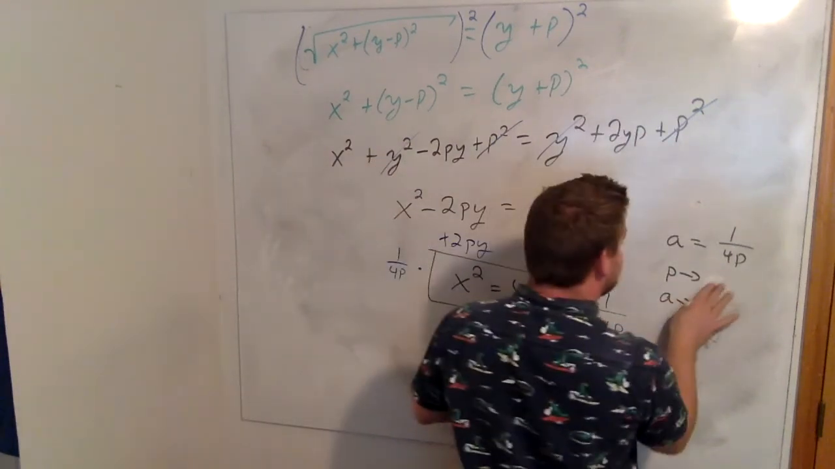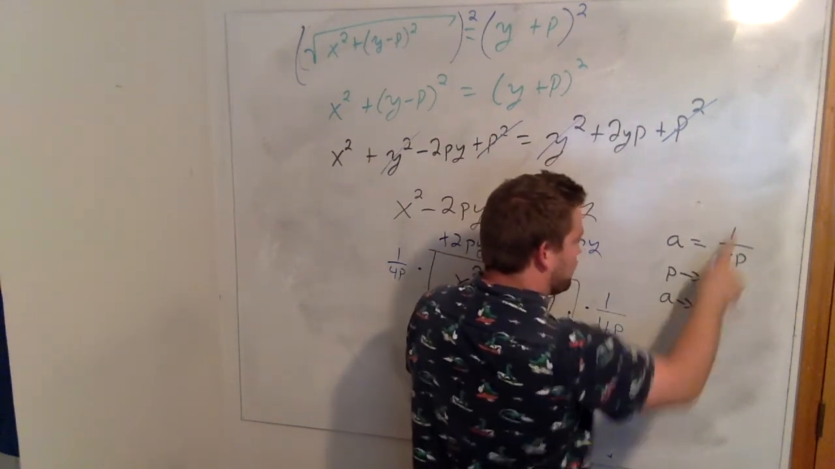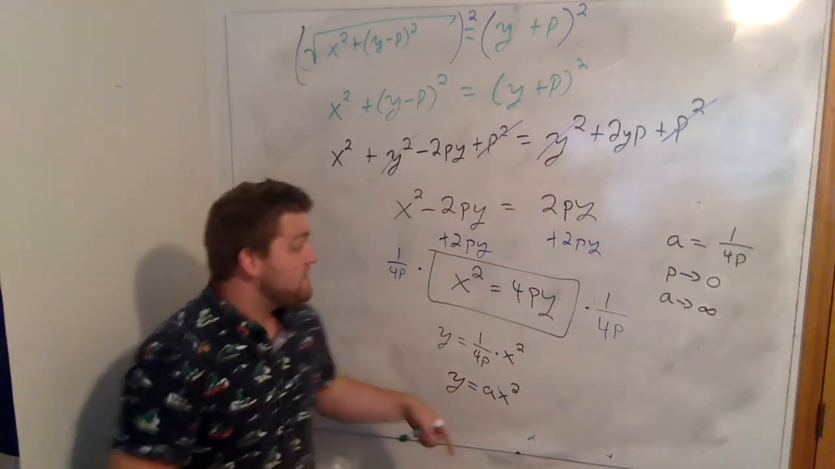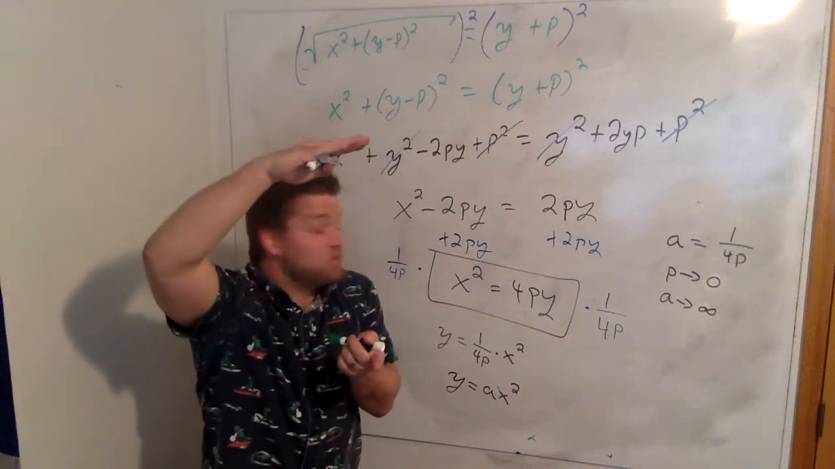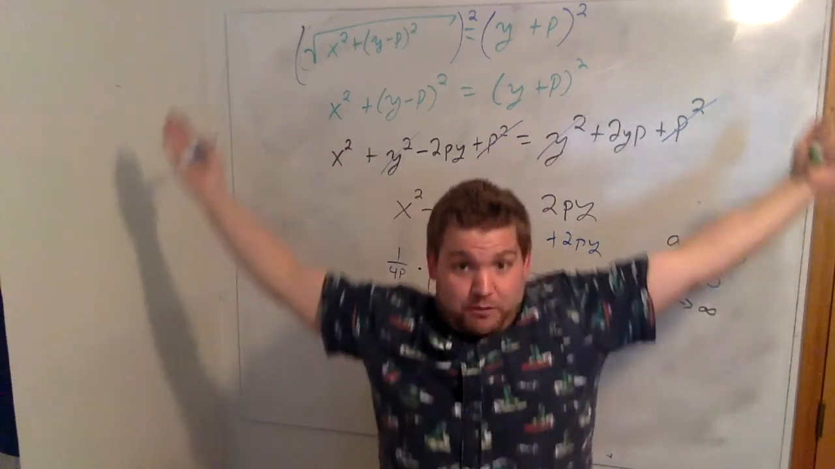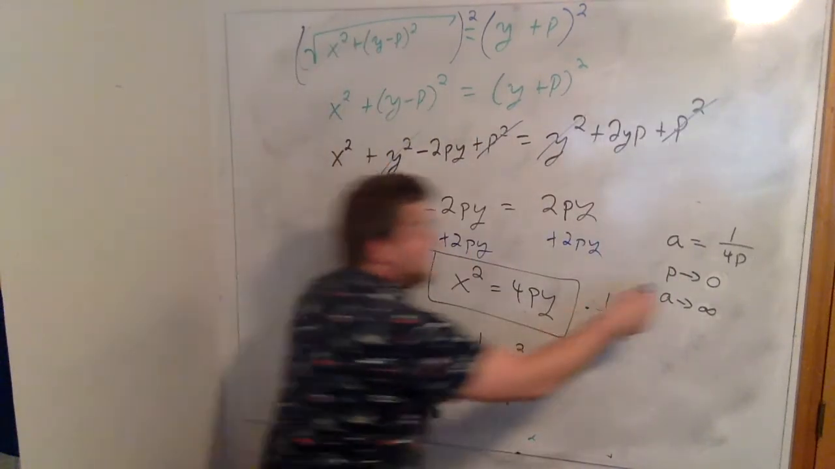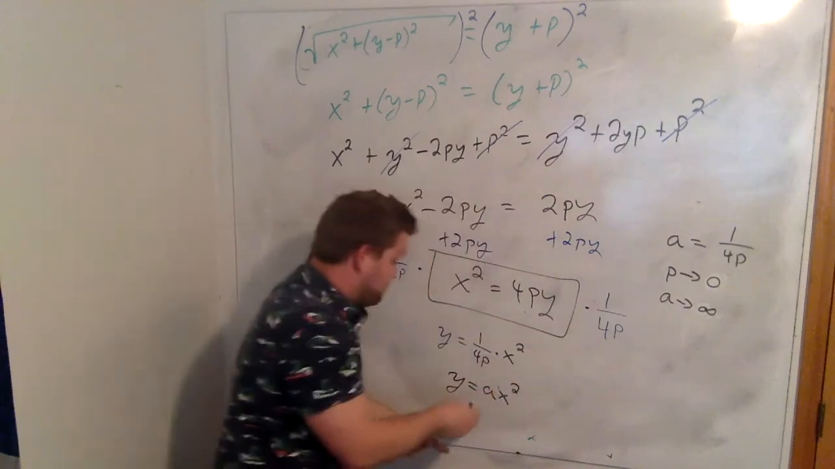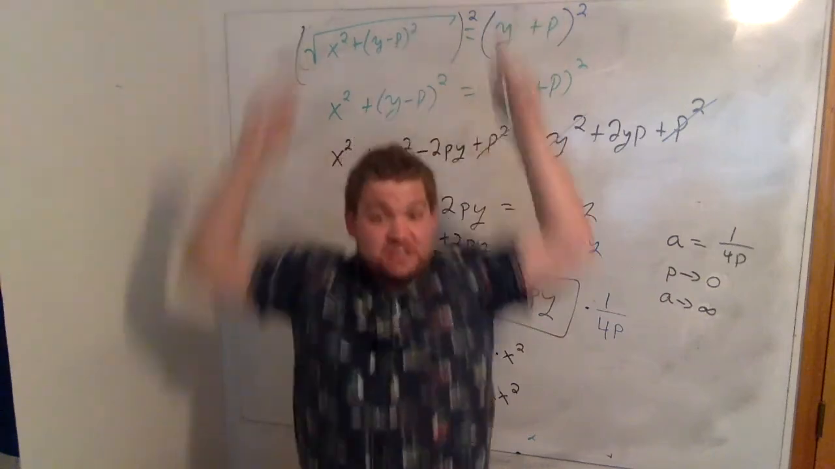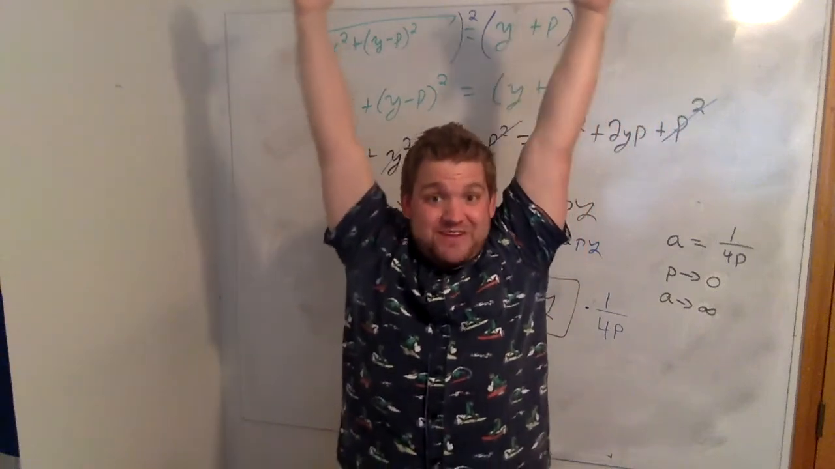Well, what if p is getting smaller? If p gets smaller, I have 1 over a really small number. That means that this number here is going to get larger. So as p gets smaller, as we move the distance between the focus and the directrix closer to one another, what did we see in the animation? The parabola was kind of closing in. It was getting skinnier. If p is getting smaller, a is getting bigger, that means I'd be multiplying x squared by a large number. That's going to be stretching the parabola. And that's exactly what we saw in the animation. The parabola is getting stretched.